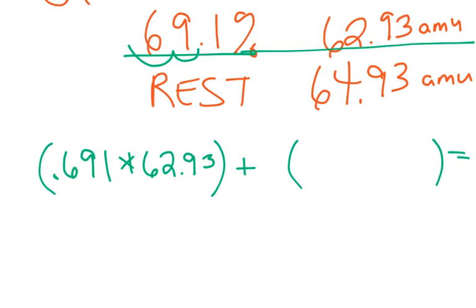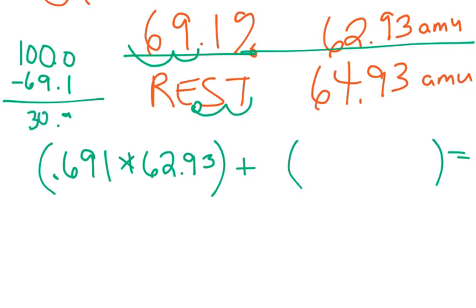Then we've got to do the rest. Well, how do you turn the rest into a decimal? Do you move it back so the decimal's between the R and the E? No! What you have to do is figure that if you have percentages, they always add up to 100. So if I know 69.1% is taken, I'm going to subtract that from 100 to figure out what the rest is. I'm going to end up with 30.9%. All right, so I'm going to change that into a decimal, 0.309.